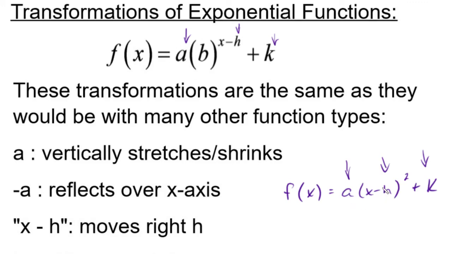If you saw a minus number inside the parentheses, it moved it to the right. Same up here. If you see a minus number up here in the exponent, it moves it to the right, that number. If you see a plus inside the parentheses, it moves it left. A plus up here moves it left. These are the same transformations, guys.